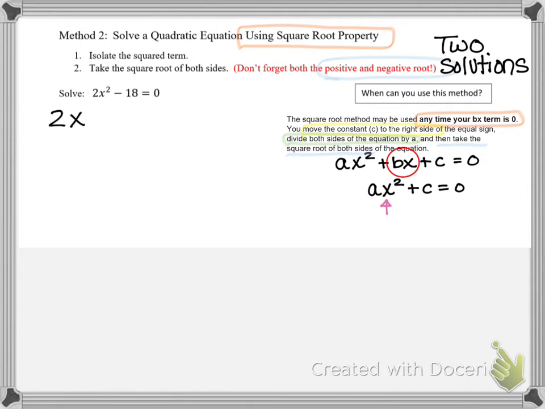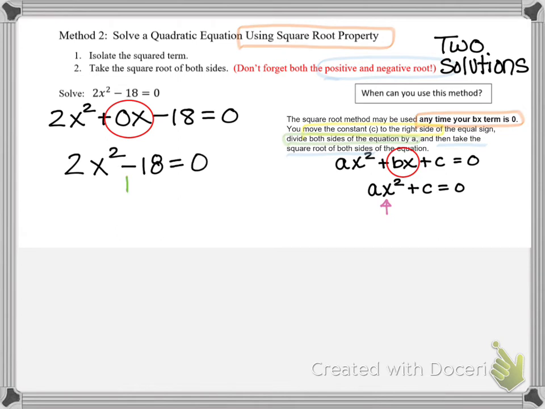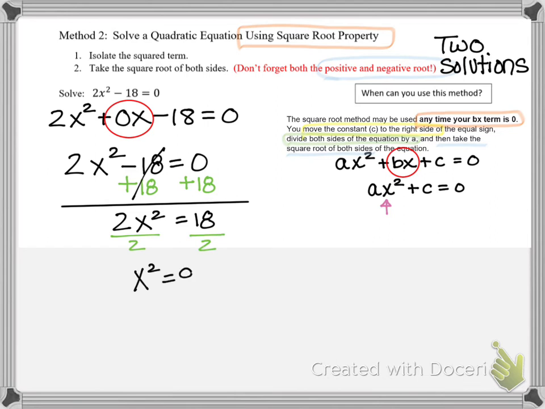Okay, so let's look at our equation, 2x squared minus 18 equals 0. What I notice is that my bx term in the middle is 0. This is the same as 2x squared plus 0x minus 18 equals 0. So I want to start by isolating 2x squared. I do that by adding 18 to both sides. That was where it says move the constant c to the right side. That will give me 2x squared equals 18. Now I want to divide by my coefficient of 2, so I get x squared equals 9.